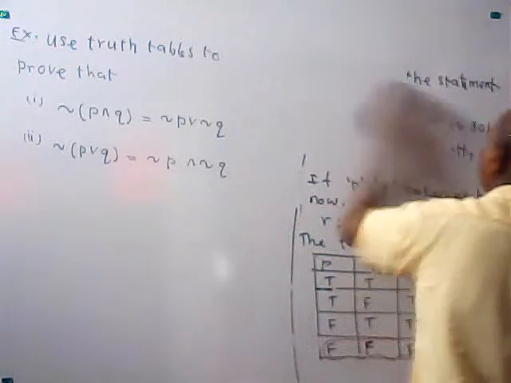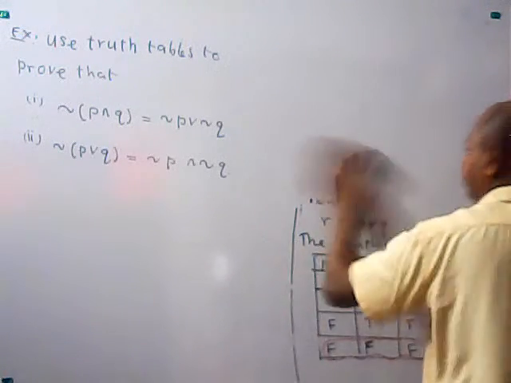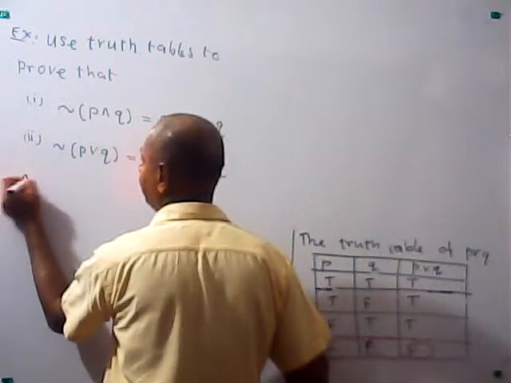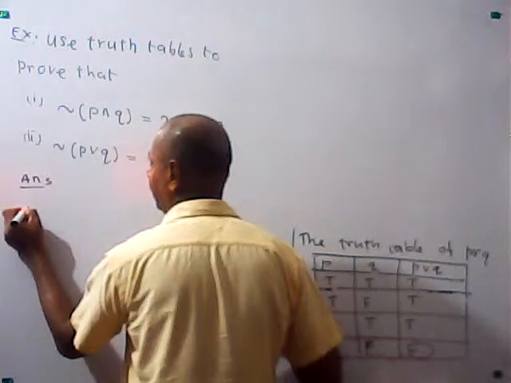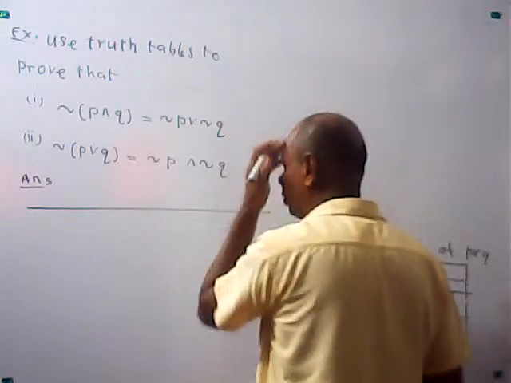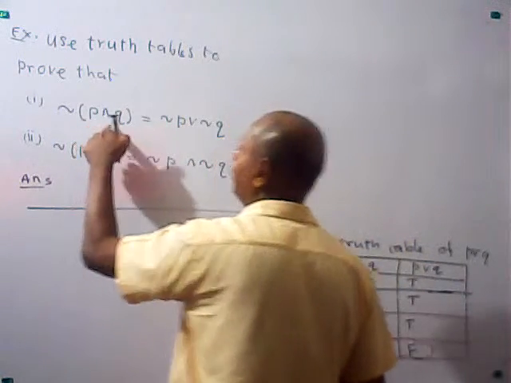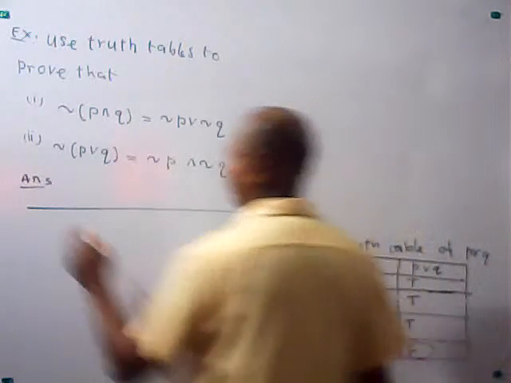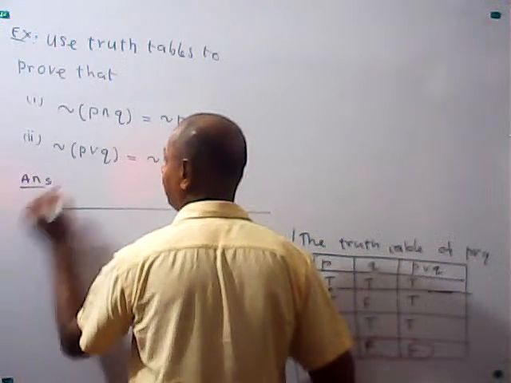Answer, I'll show the first. In all the possibilities, we will show that the truth value of this and the truth value of this are the same. Now, go to the first.